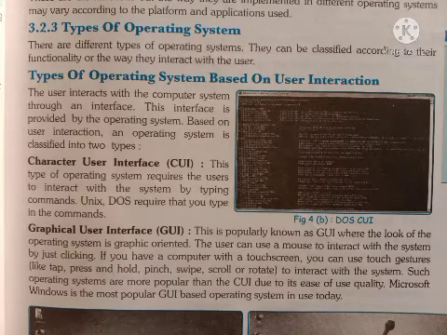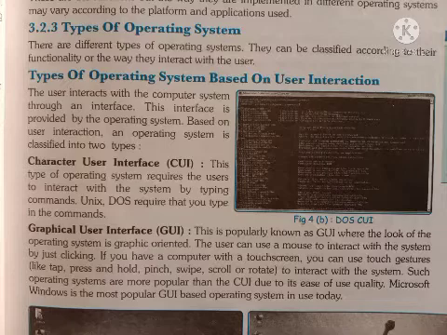Types of operating system. There are different types of operating system. They can be classified according to their functionality or the way they interact with the user. So next we are going to discuss the types of operating system based on their interaction. The user interacts with the computer system through an interface. This interface is provided by the operating system.